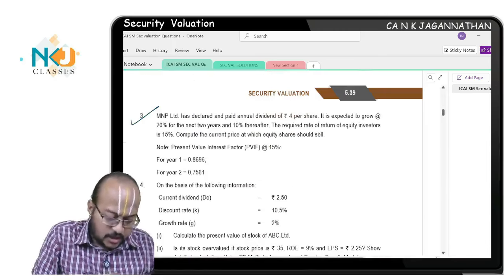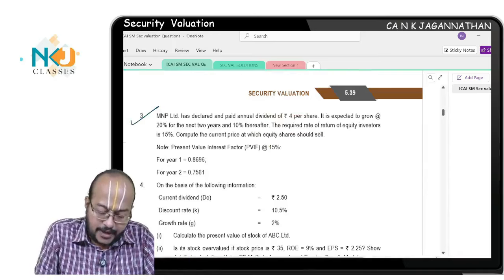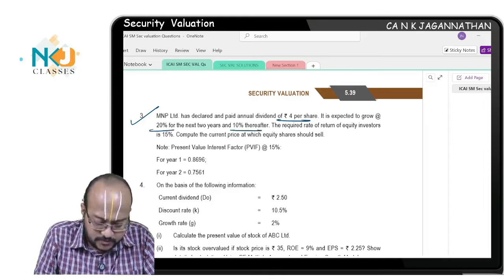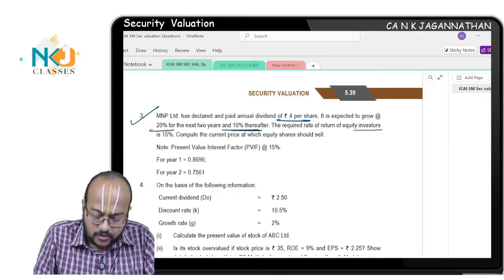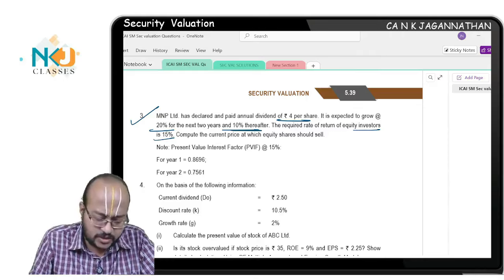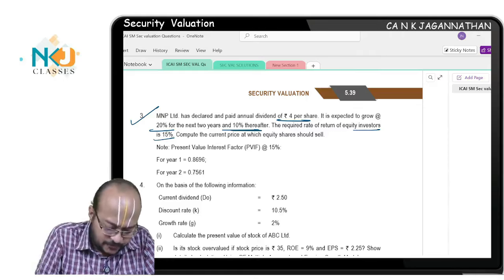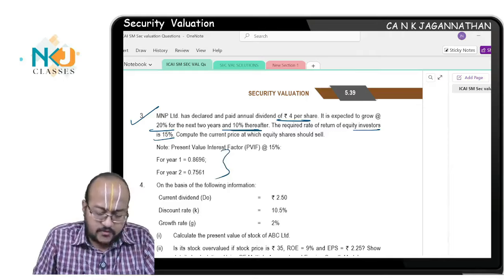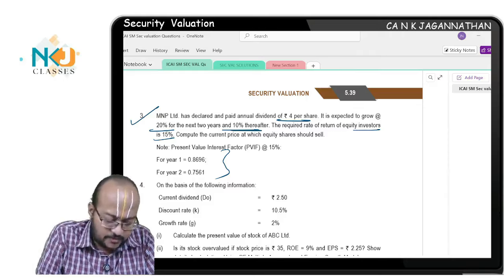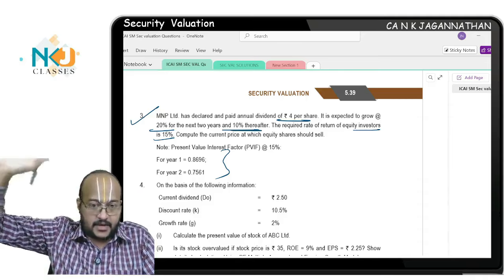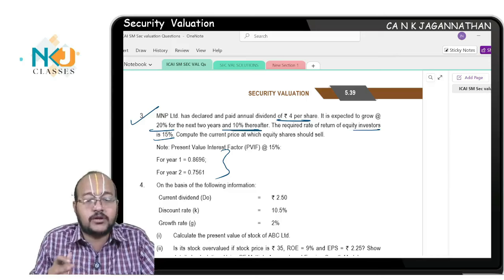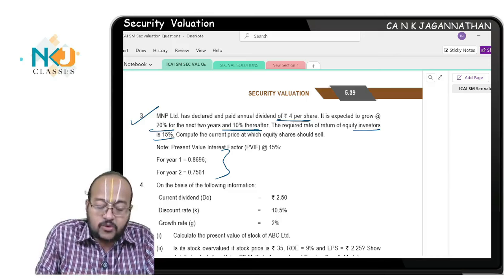Next, question number 3. MNP Limited has declared and paid an annual dividend of 4 per share. It is expected to grow at 20% for the next 2 years and 10% thereafter. The required rate of return of equity investors is 15%. Compute the current price at which the equity share should sell. Present value factors are given. See, very simple question, and the growth rate is given: expected to grow at 20% for the next 2 years and 10% thereafter. See, I told you, wherever the growth rate is not stable initially, you cannot use the perpetual growth, constant dividend model.